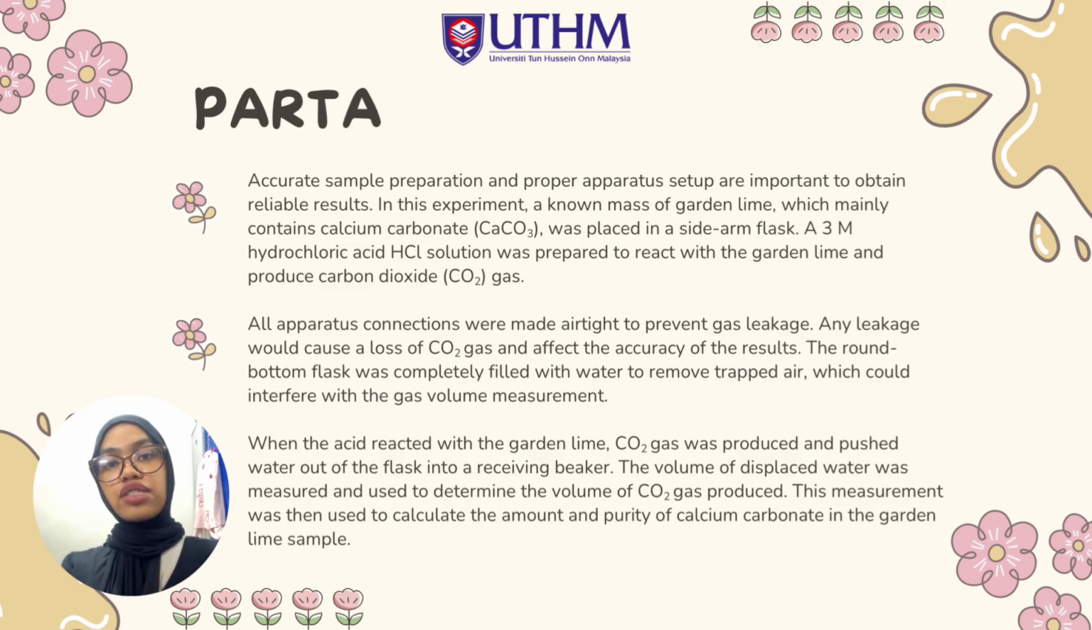The round bottom flask was completely filled with water to remove trapped air, which could interfere with the gas volume measurement. When the acid reacted with the garden lime, CO2 gas was produced and pushed water out of the flask into a receiving beaker. The volume of displaced water was measured and used to determine the volume of CO2 gas produced. This measurement was then used to calculate the amount and purity of calcium carbonate in the garden lime sample.